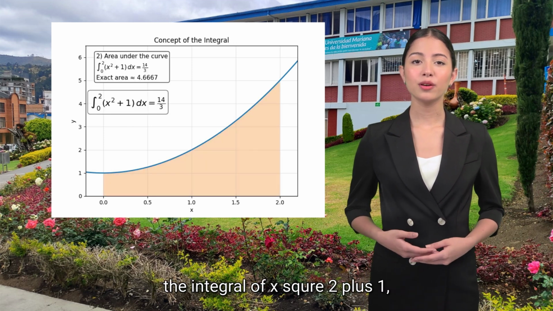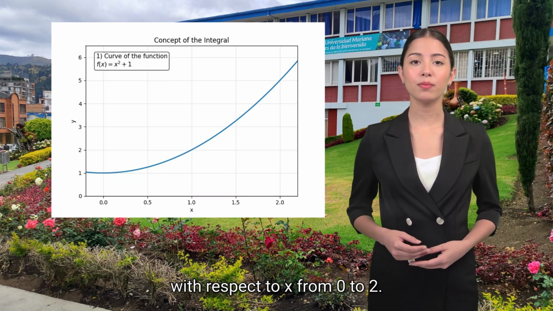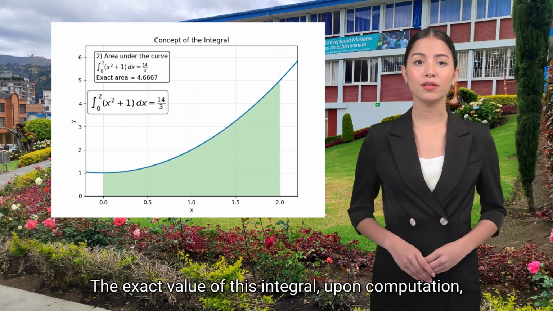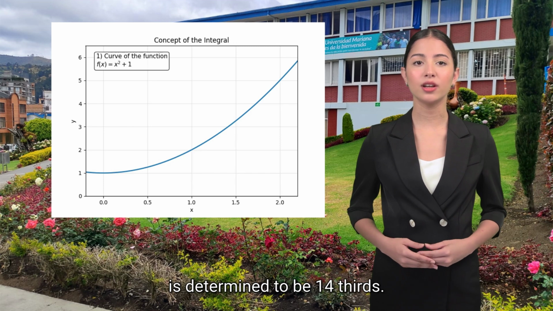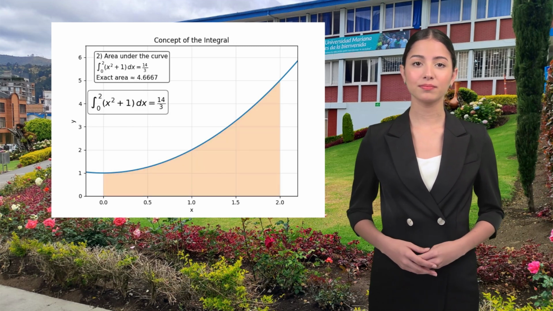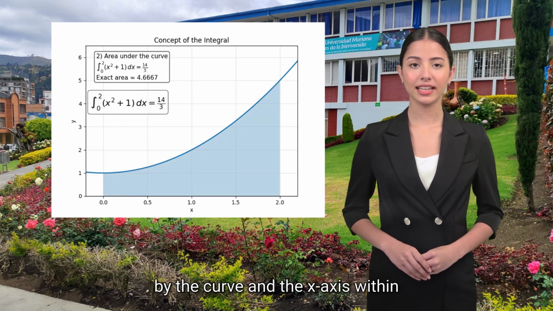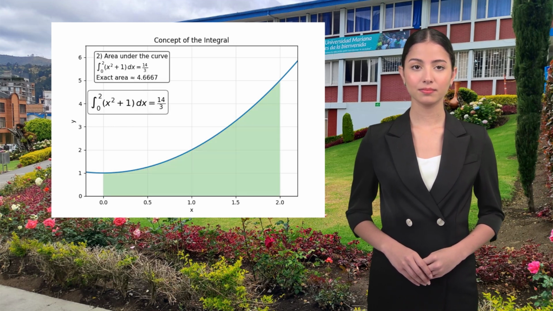express this as the integral of x squared plus 1, with respect to x from 0 to 2. The exact value of this integral, upon computation, is determined to be 14/3. This precise value represents the actual area enclosed by the curve and the x-axis within the defined limits.